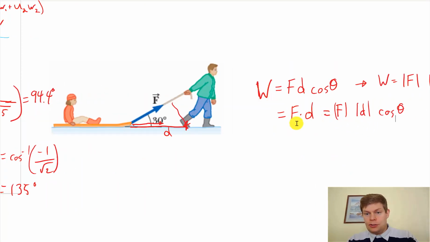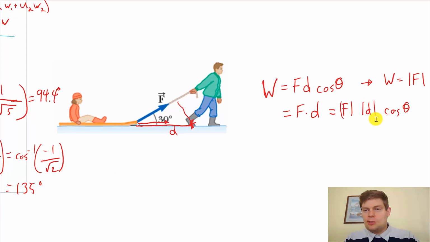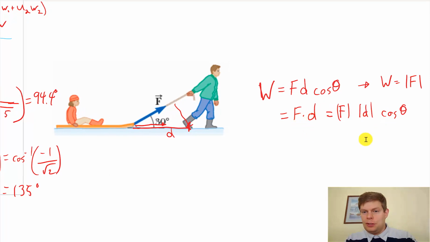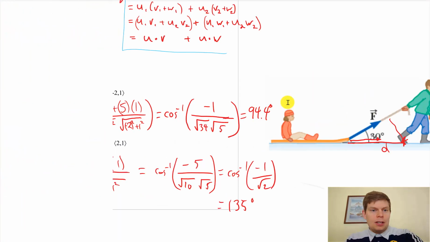Work is equal to the dot product of force and displacement, but it's also equal to the length of force times the length of displacement times cos theta. And of course, this is not just limited to force and displacement. It works for all vectors, but hopefully you have more of an intuition with this.